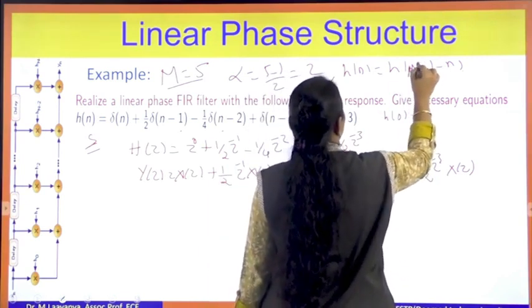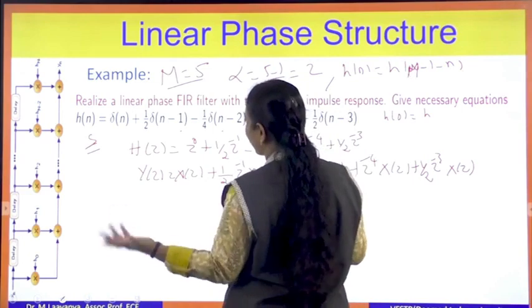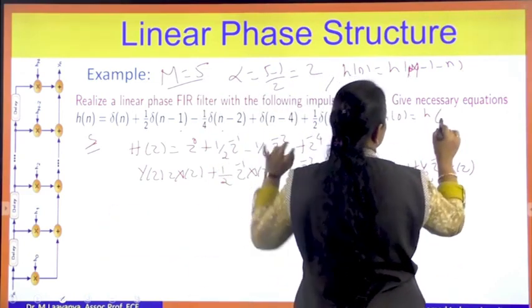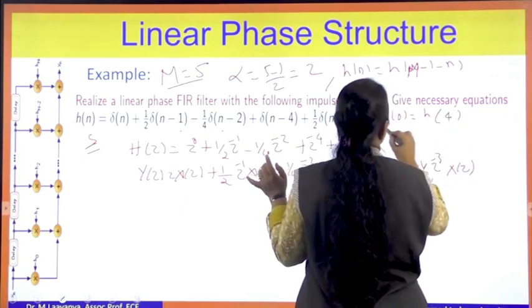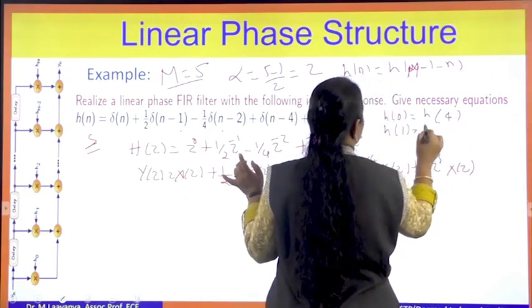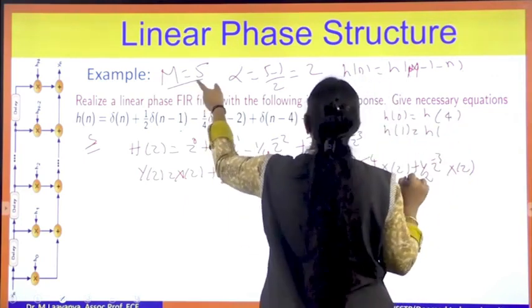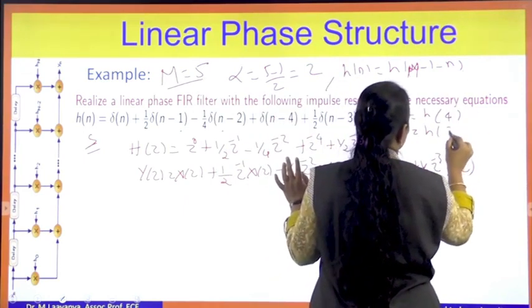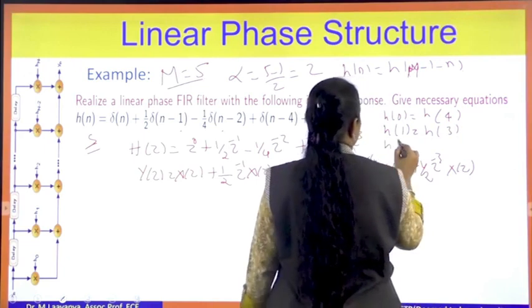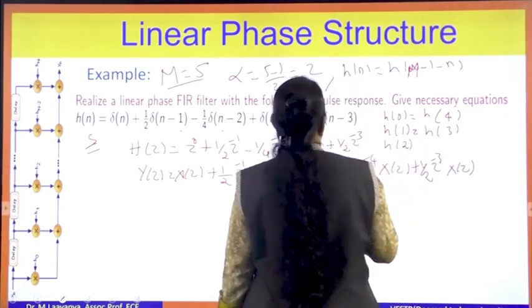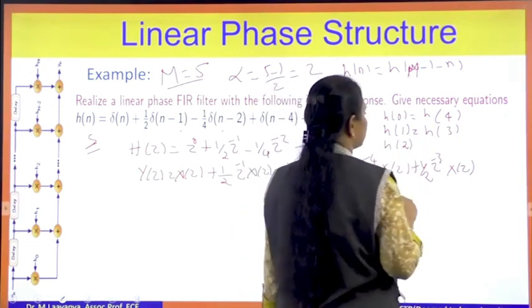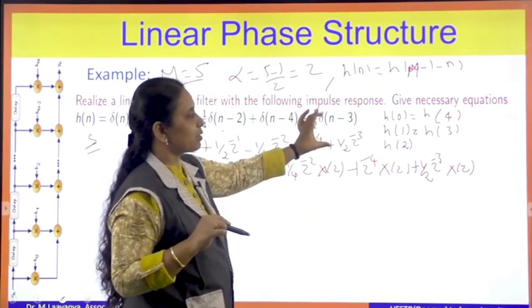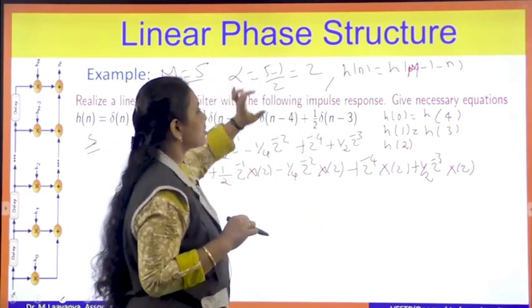Okay. So m and n, both are right. So h of 5 minus 1, so it is 4. So h of 1 will be for 5, so 5 minus 1 minus 1, 5 minus 2, it is 3. And h of 2 is my center of symmetry, right? So this is the symmetrical impulse response and this is my center of symmetry.